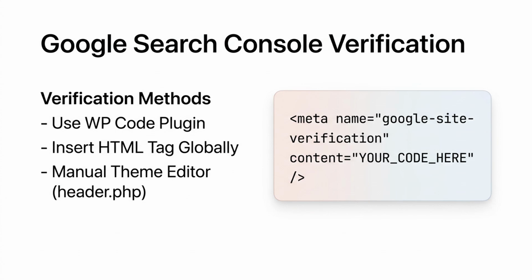Moving right into the next phase of indexing, verifying your website on Google Search Console is a mandatory technical step. If you are facing issues with verification, the easiest workaround is using an HTML tag. Instead of placing this on every single page manually, you can use a plugin like WP Code to inject the verification tag globally into your site's header. By placing the Google-provided HTML tag right before the closing head section of your site, Search Console can instantly verify your ownership. You can also do this manually through the WordPress theme editor, but the plugin method is much safer and ensures the code persists even if you update your theme.